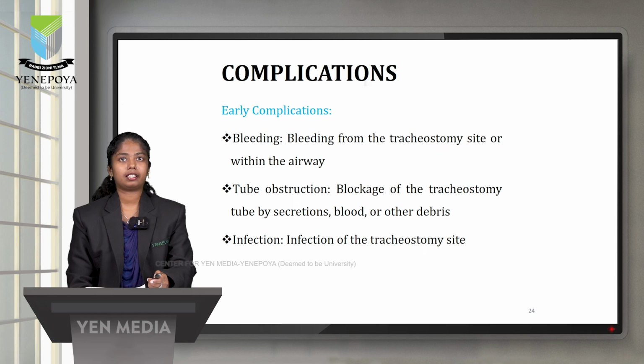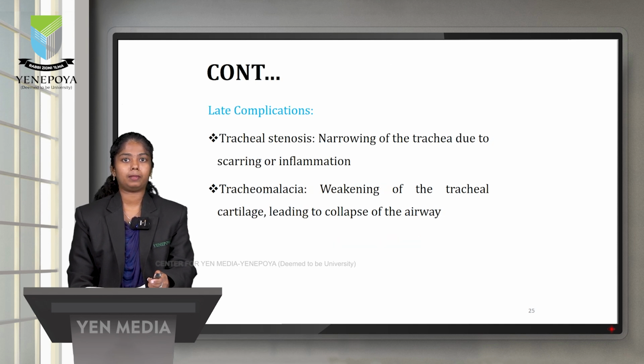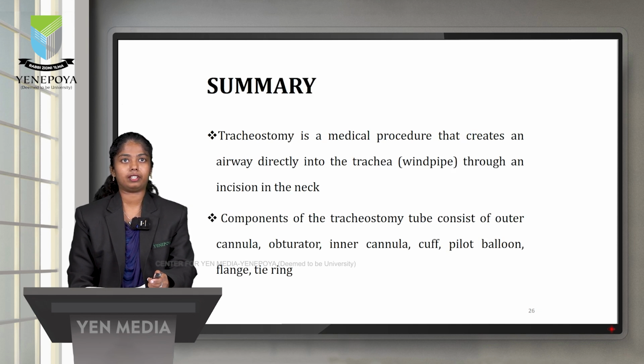Complications: the early complications include bleeding, bleeding from the tracheostomy site or within the airway; tube obstruction, blockage of the tracheostomy tube by secretions, blood or other debris; infection, infection of the tracheostomy site. And the late complications include tracheal stenosis, narrowing of the trachea due to scarring or inflammation; tracheomalacia, weakening of the tracheal cartilage leading to the collapse of the airway.